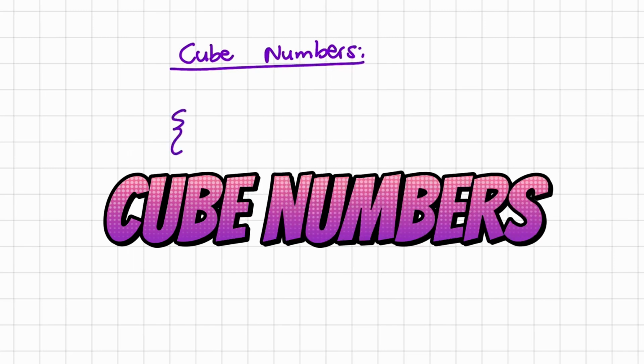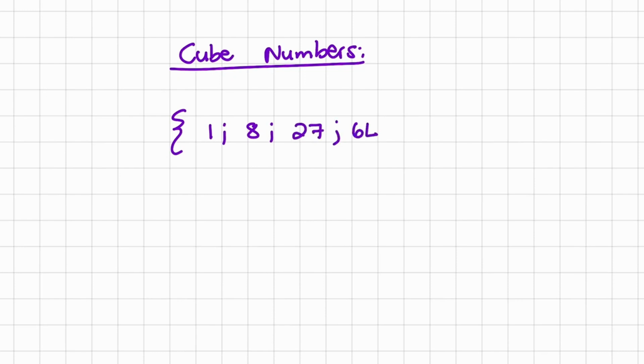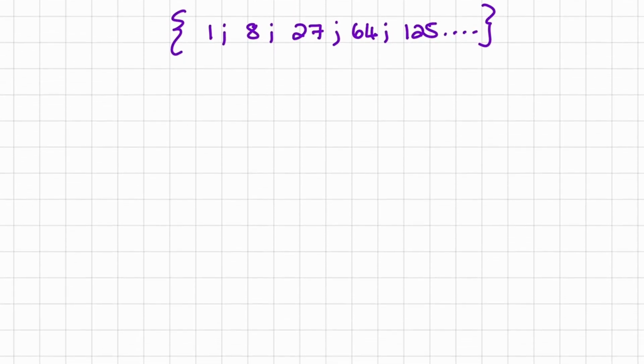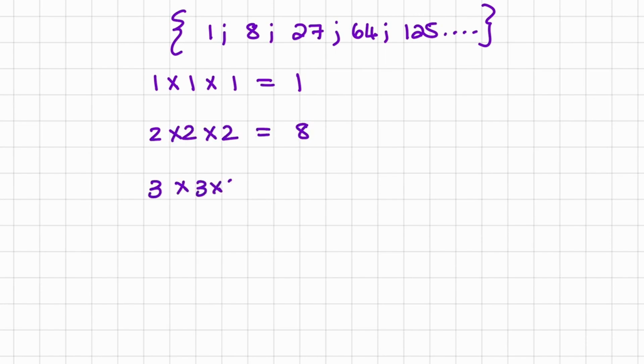So in this set, we have 1, 8, 27, 64, and 125, and so forth. Now, all of these numbers have something in common because we can say 1 times 1 times 1 is equal to 1. And 2 multiplied with 2 multiplied with 2 is equal to 8. And if I multiply 3 with itself twice, I get 27.